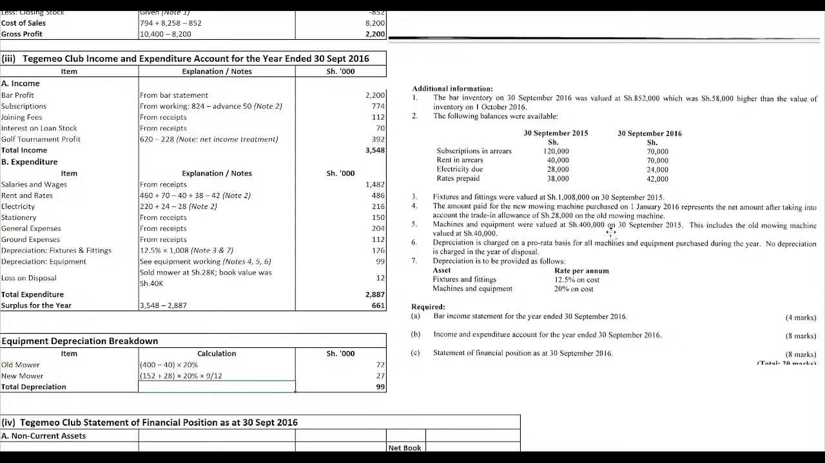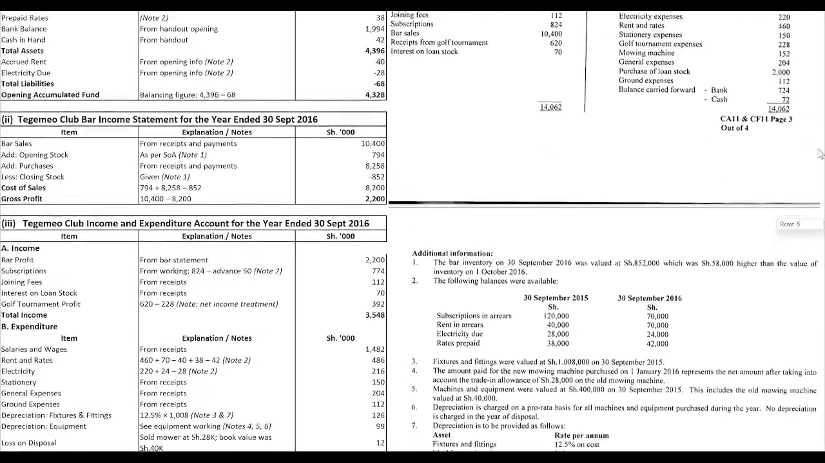Then you also have to deduct the expenditure. We have to recognize the loss on disposals, which we are told indicates the old machine was valued at 40. So you have to add that, which is the loss on disposal. So we have to see the loss on disposals, which we have seen is 12.